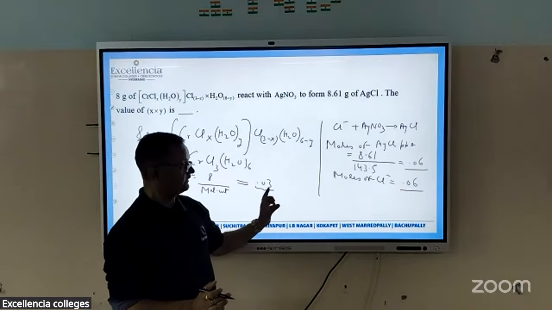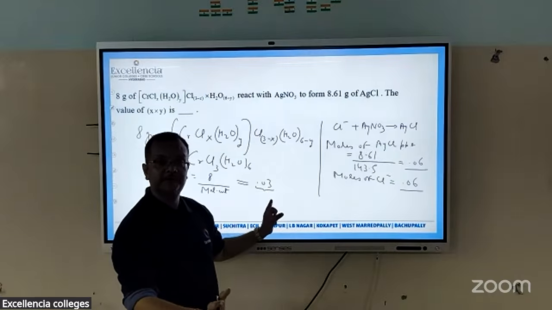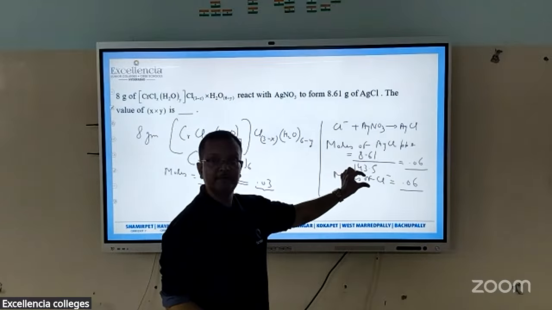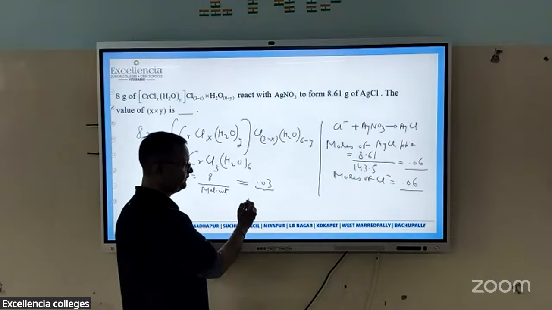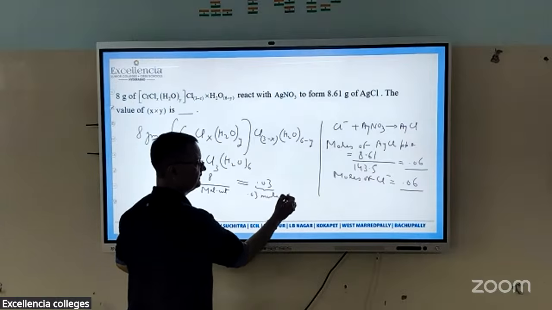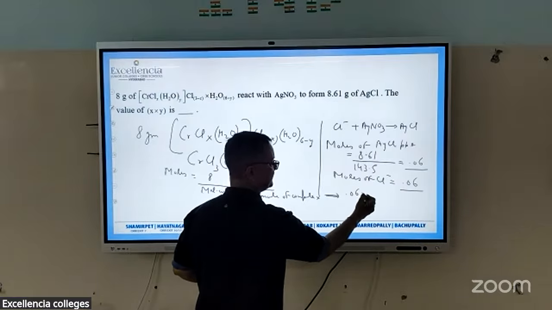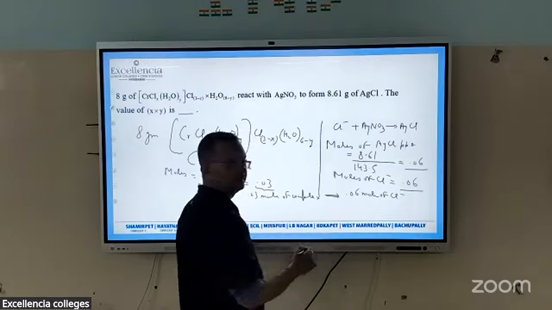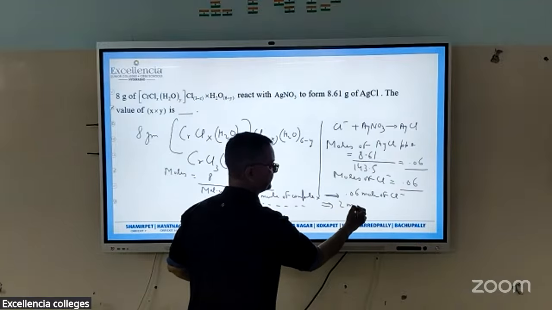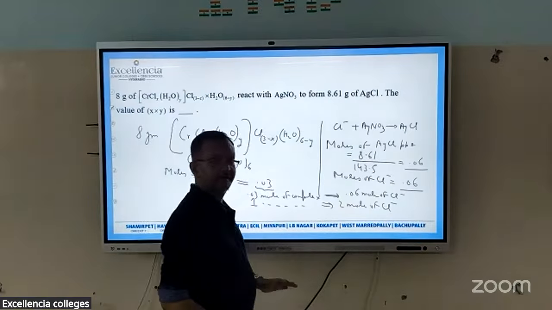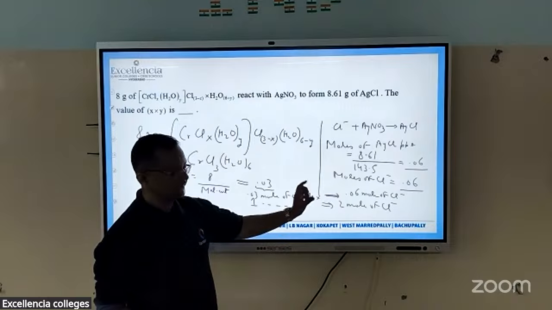So you tell me, can we now correlate with the mole concept? 0.03 mole of complex is giving you how many moles of ionizable Cl minus? How many moles of free Cl minus? 0.06. So you see, we can correlate here. 0.03 mole of complex gives 0.06 mole of Cl minus. So better, we can find that 1 mole of this complex will give how many moles of Cl minus? 2 moles of Cl minus. Correct? 2 moles of Cl minus.